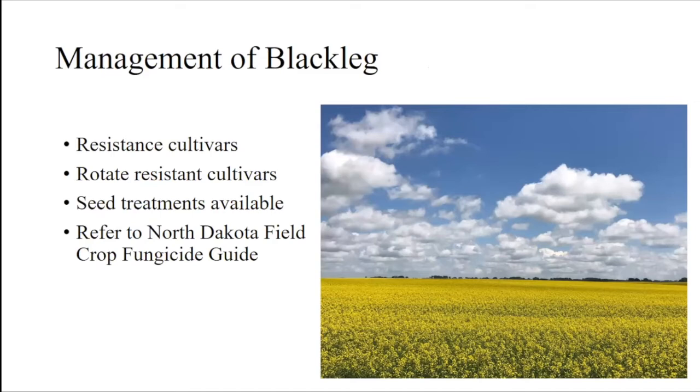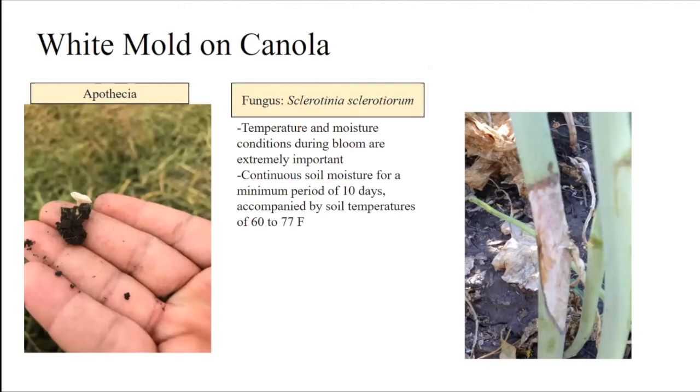The next disease which we usually see in our area is white mold, and everybody knows this is a pathogen which can infect a lot of broadleaf crops, canola. Temperature and moisture conditions during bloom are extremely important for canola to get this disease. Continuous soil moisture for a minimum period of 10 days, accompanied by soil temperatures of 60 to 77 degrees, is needed for the sclerotia to germinate and produce a mushroom-like structure, which we call apothecia. This apothecia releases the ascospores, and the ascospores should reach the flowering canola. Then only the disease will show up.